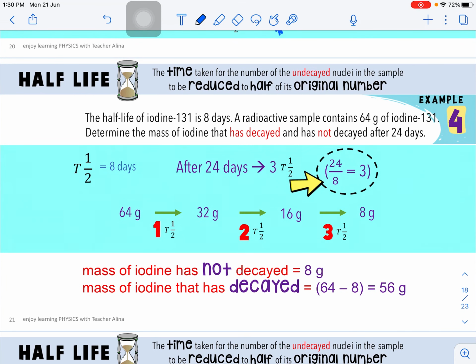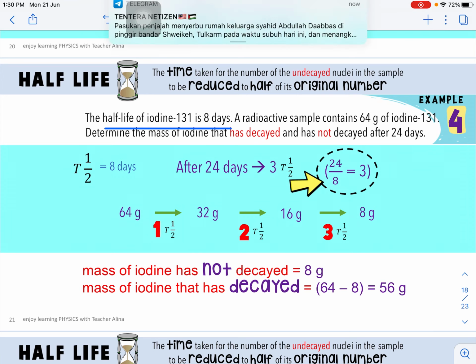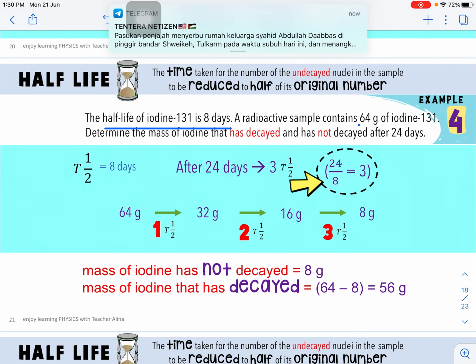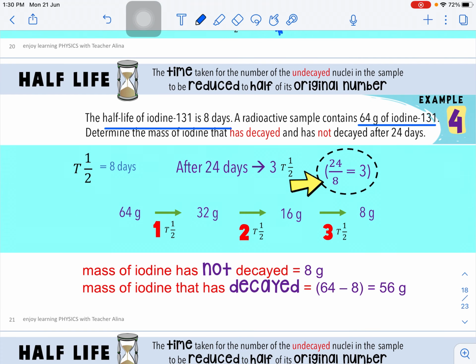Another question: the half-life of iodine-131 is 8 days. So the information given is the half-life of iodine-131. A radioactive sample contains 64 grams of iodine-131. Determine the mass of iodine that has decayed and has not yet decayed after 24 days. The half-life is 8 days. For 24 days, how many half-life do we have? 24 divided by 8, we get 3 half-life.